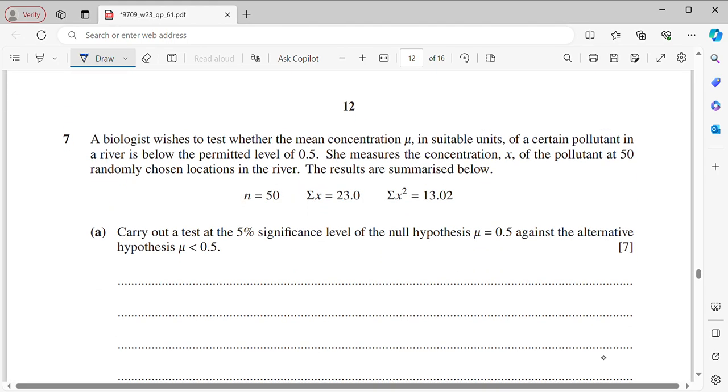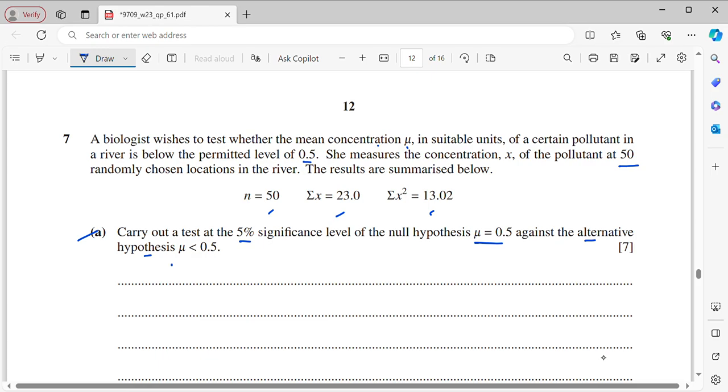Okay, now question number 7. A biologist wishes to test whether mean concentration, mu, in suitable units of a certain pollutant in a river is below the permitted level of 0.5. She measures the concentration X of the pollutant at 50 randomly chosen locations in the river. And you got these three values. Now A, carry out a test at the 5% significance level of the null hypothesis mu is 0.5 against the alternative hypothesis mu is less than 0.5.